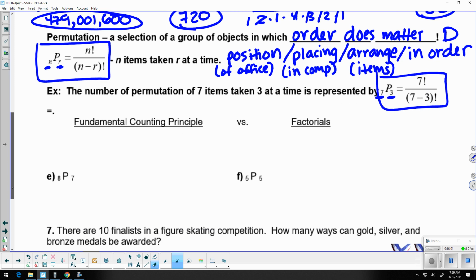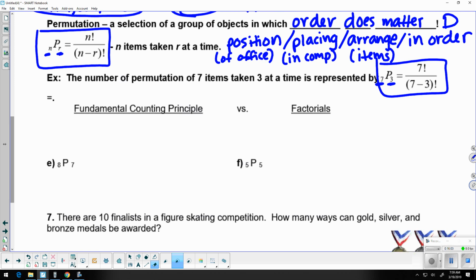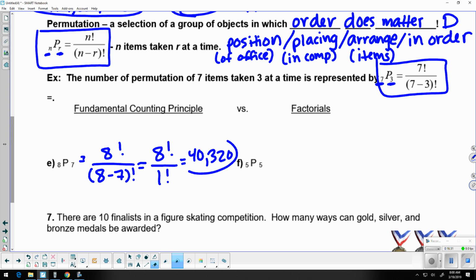So here's some examples. It says 8P7, right? So that means I have 8 total items, and I'm choosing 7 of them. So that's going to be 8 factorial over 8 minus 7 factorial. So that'd be 8 factorial over, that would just be 1 factorial on the bottom. 1 factorial, obviously it's just 1, so we're really just doing 8 factorial. So 8 times 7 times 6 times 5 times 4 times 3 times 2 times 1, which is 40,320.